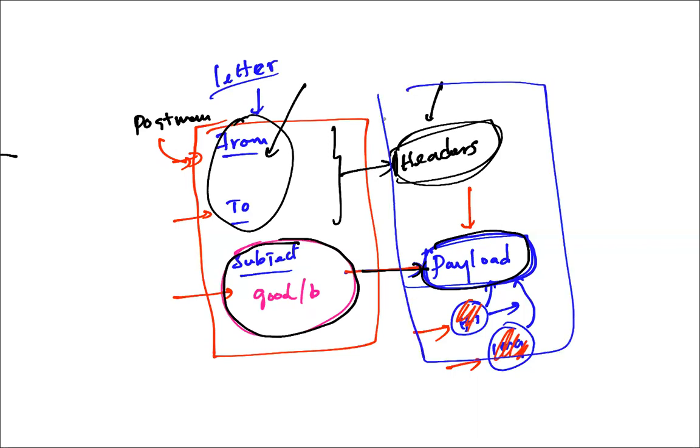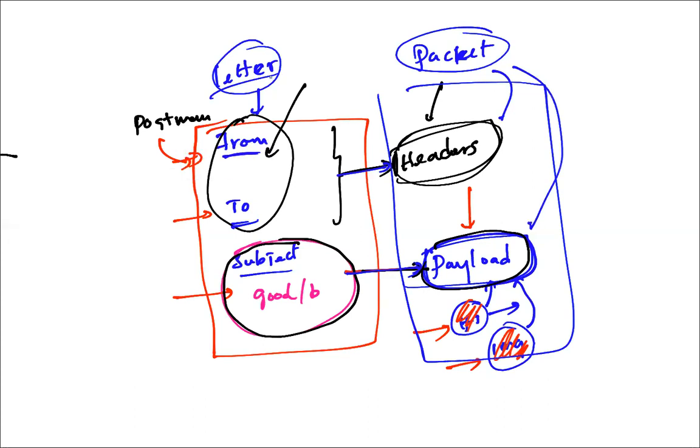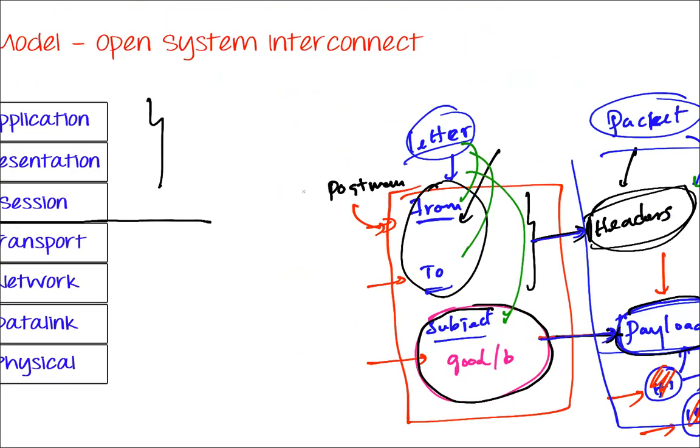Because the names keep changing. Subject, we don't call it a subject, we call it a payload. From and to, we don't call it from and to, we call it a header. Then a letter, we're not going to call it a letter, we're going to call it a packet. Got the point? So what does a packet consist of? A packet consists of headers and then payload. A letter consists of from address, to address and then subject. But in networking, in computers, we don't call it a letter. Computers don't send letters. Computers send packets. In those packets, you will have headers and then payloads. Okay, now let me erase this.